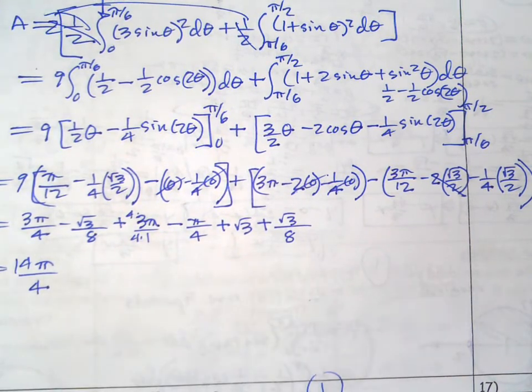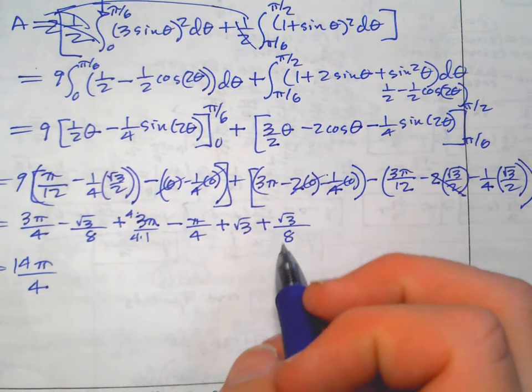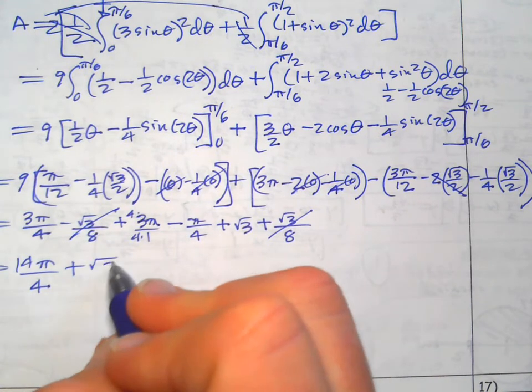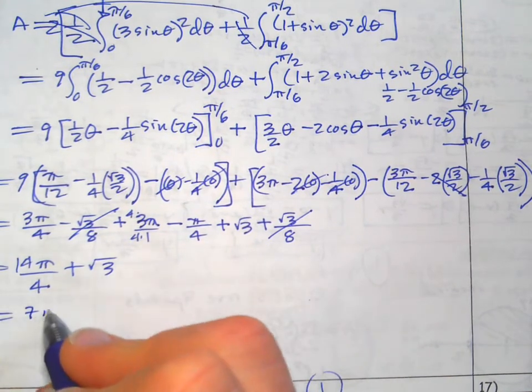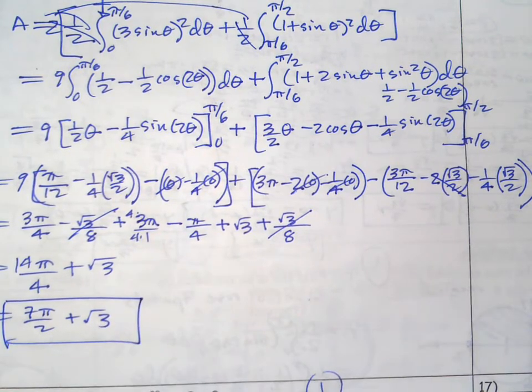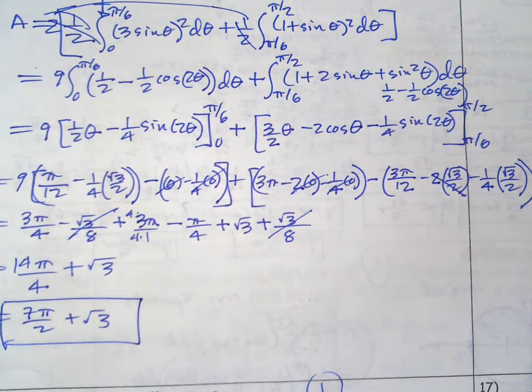And then these guys cancel each other out. So we get plus root 3. So 7 pi over 12 plus root 3. That's what I'm getting right here, which is not what I got in my work. So I'm not really sure what I messed up.